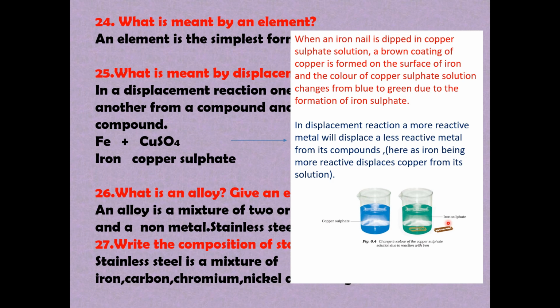So, when an iron nail is dipped in copper sulfate solution, a brown coating of copper is formed on the surface of iron. And the color of copper sulfate solution, which was blue, changes from blue to green due to the formation of iron sulfate. So in displacement reaction, a more reactive metal will displace a less reactive metal from its compounds. Here, as iron is more reactive, it displaces copper from its solution. So that's about displacement reaction.